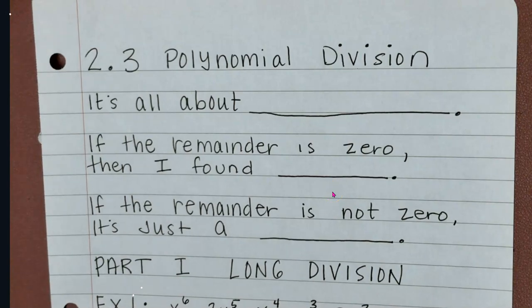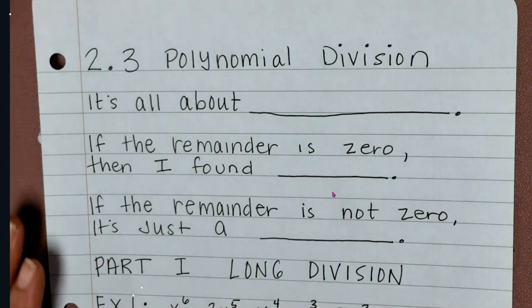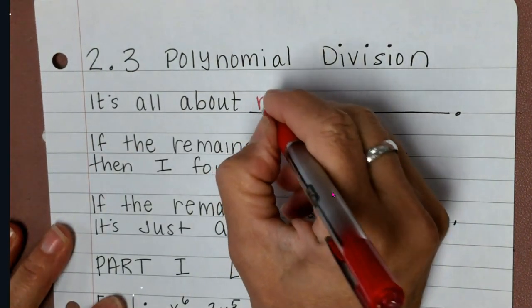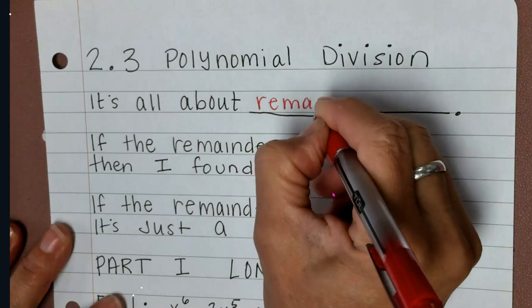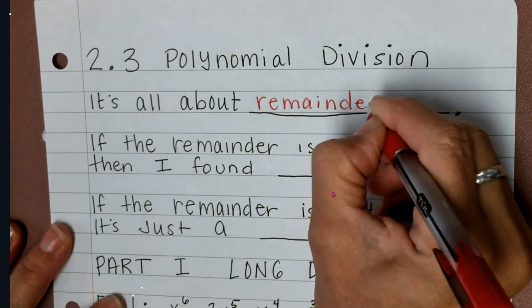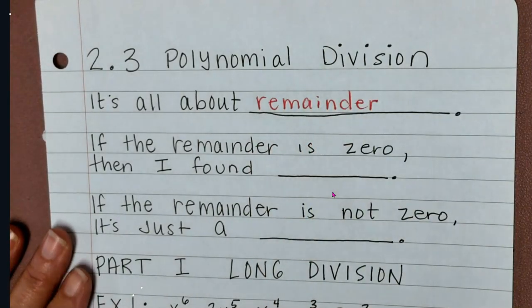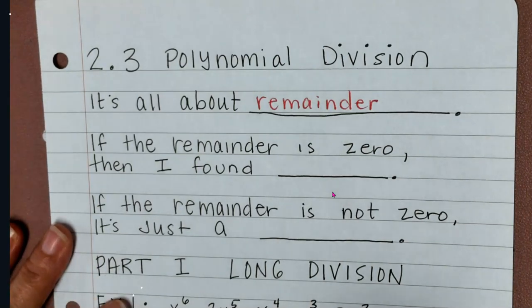All right, so polynomial division. You can go crazy with division. We're not going crazy with division. The only thing that matters to us is the remainder. If the remainder is 0, you just found the x-intercept.